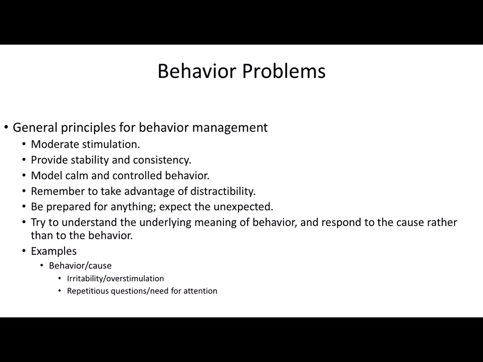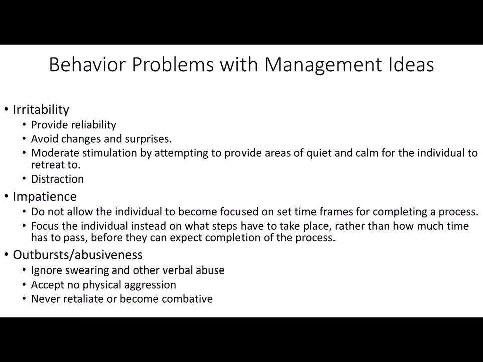The last thing I think is really important to think about is the behavior and the cause of the behavior. And over time, these connections can be made. So for example, if the person is very irritable, it could very well be due to overstimulation. And if the person is asking the same questions over and over again, they might just have a need for attention. Okay, so if you can understand the cause of that particular behavior, that's a very direct route to working on extinguishing the behavior. Moving on, some common behavior problems and some ideas for the management of these problems are listed on the next 2 slides.